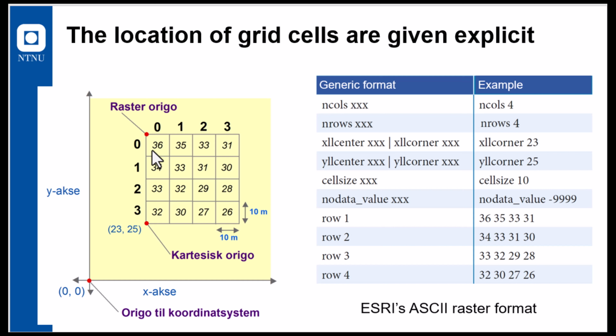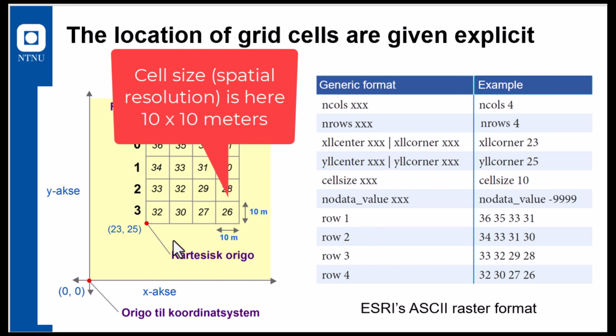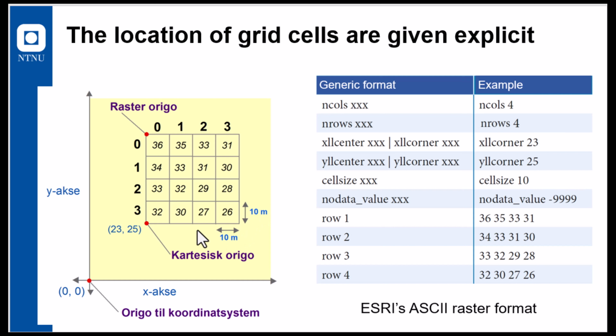That means that the raster is parallel to the axes of the coordinate system, and because of the cell size. Cell size is also called the spatial resolution and denotes the area that the pixel occupies. For instance, here the cell size is 10 by 10 meters. So this cell represents an area on the ground that is 10 by 10 meters large.